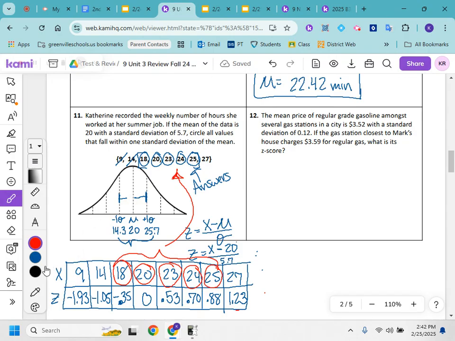What is the z-score? Well, z equals your data minus your mean divided by your standard deviation. The mean price of regular gasoline among several gas stations is $3.52. That's my mean. With a standard deviation of 12 cents. If the gas station closest to Mark charges $3.59, what is its z-score? So is that good? Is using that gas station above the mean, below the mean? Is that a good gas station to go to?